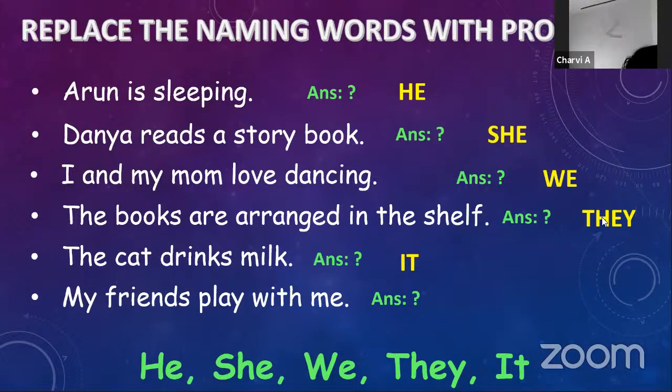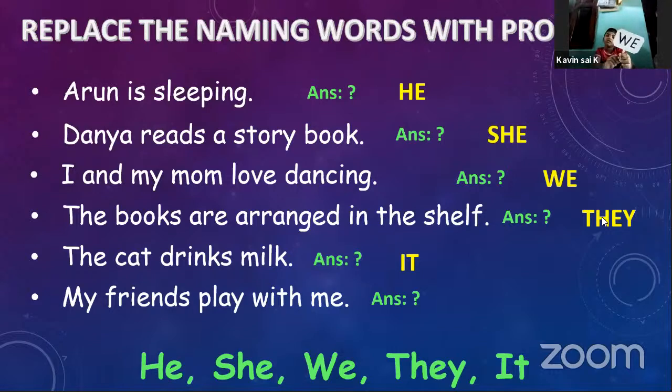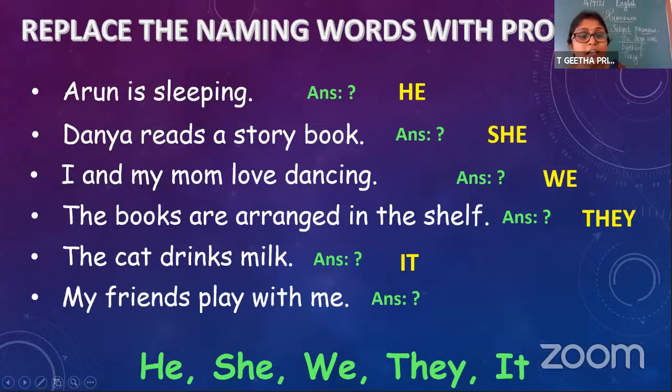My friends play with me. So what is the pronoun that is to be used? We. Where do we have to use that "we"? When you have I and a naming word in a sentence, that is plural. For plural, we have to use I, you, we, you, and they. So when you have I and some other person in the sentence, we can use the pronoun we.